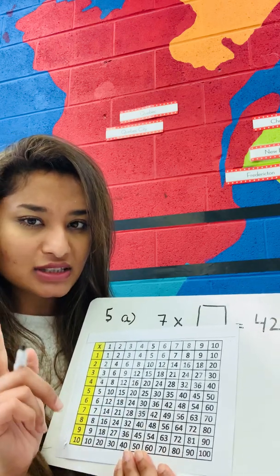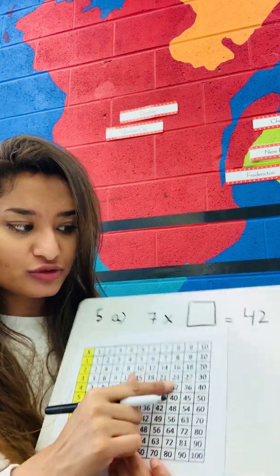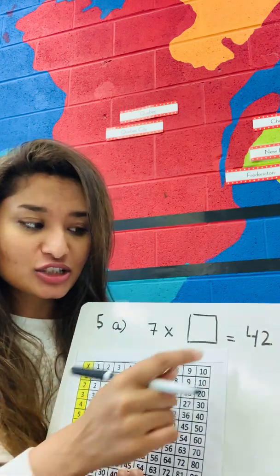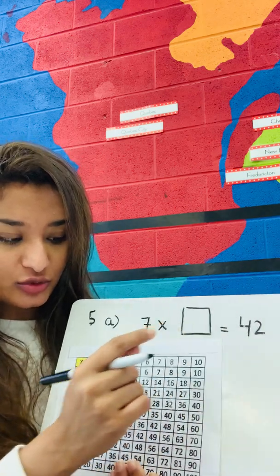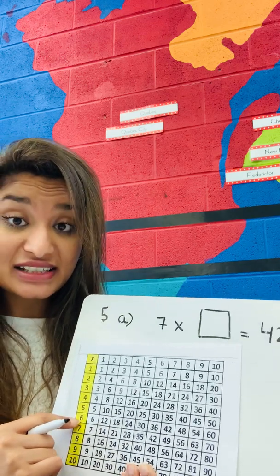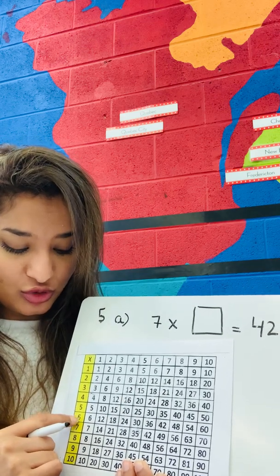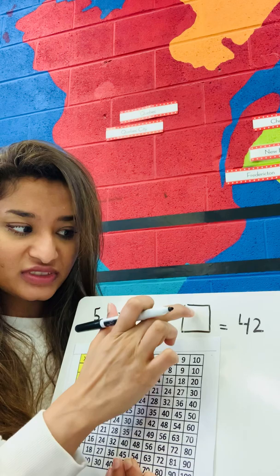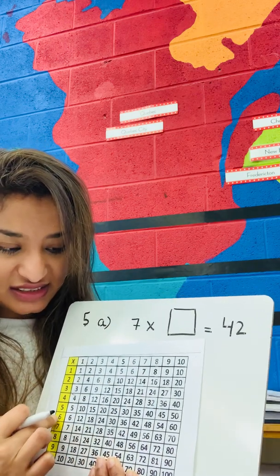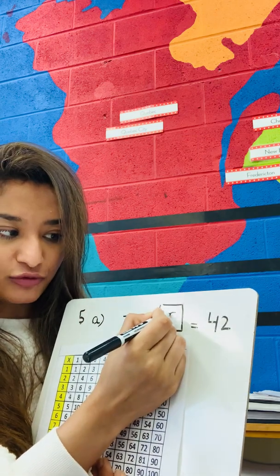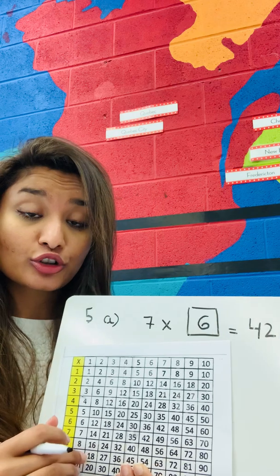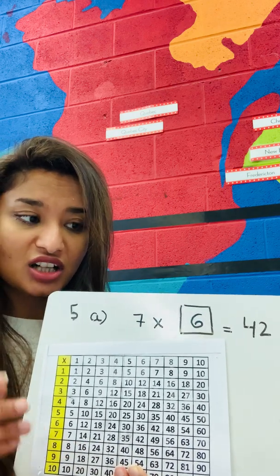How many 7's make 42? So this blank square, that's where you need to write how many 7's you need to make this 42. So I'm going to go 42. I need 6 7's to make 42. So these yellow whole numbers, that's what you're filling these squares with. So I need 6 7's to make 42. Does that make sense? So that's how you're going to do your question 5.